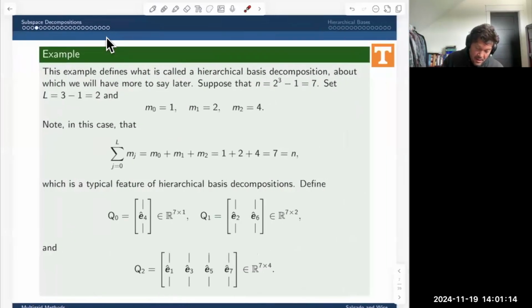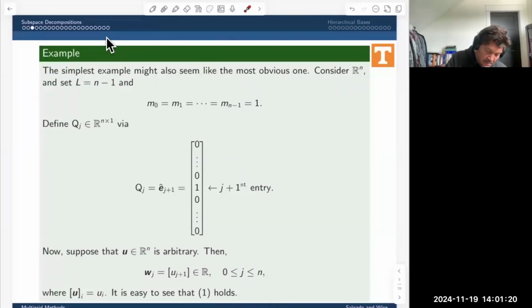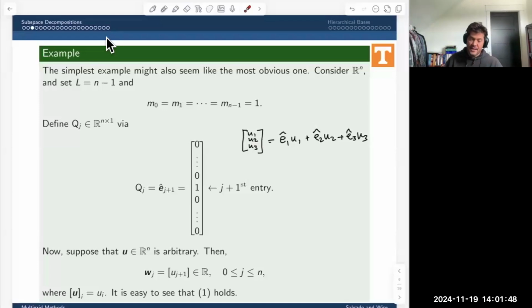Then it's easy to see that this is going to hold. Okay, well, you might be confused by the definition, so let's work this out. Suppose I have U1, U2, U3 as an example. So all this is saying is that I'm going to have E1 times U1 plus E2 times U2 plus E3 times U3. That's all it is. That's the case where n equals 3. For n equals 4, you would have the sum of 4 vectors, but that's the structure.